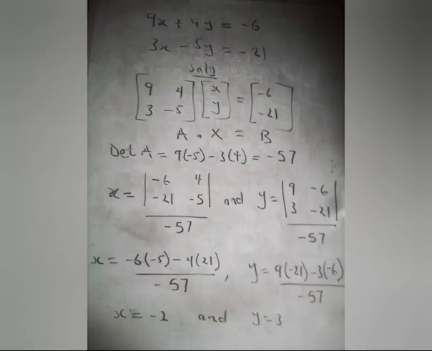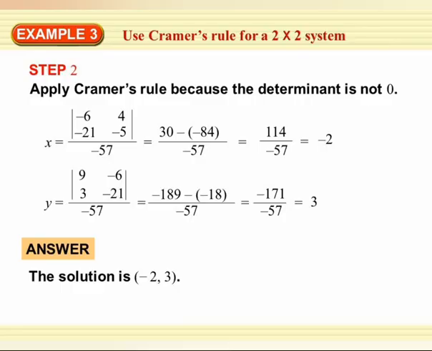Look at this example. You could see that the constant matrix B is substituted into A for X and Y at the same time, and the determinant divides them. Please take note of how the constant matrix B is substituted in X and Y.